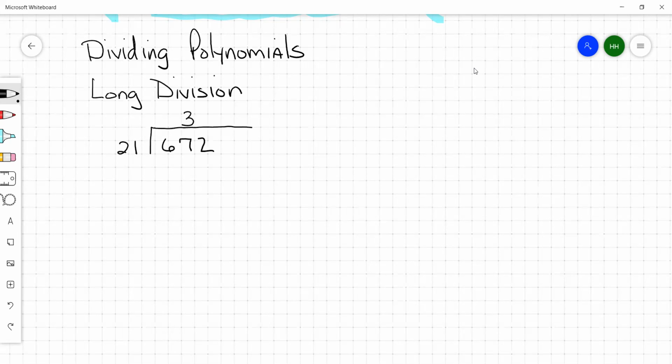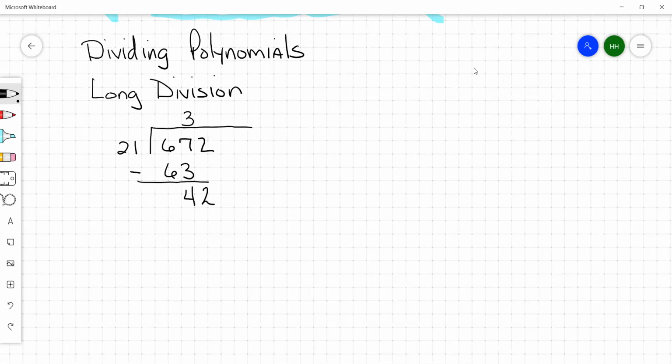And then you would take the 3 and you multiply it by the 21. So 3 times 21 is, what's 3 times 21? 63. 3 times 21 is 63. And then you subtract. So you take 67 minus the 63, and you're left with a 4. And then you would take this 2 and you would bring it down. And then you divide the 21 into the 42. And it goes 2 times.